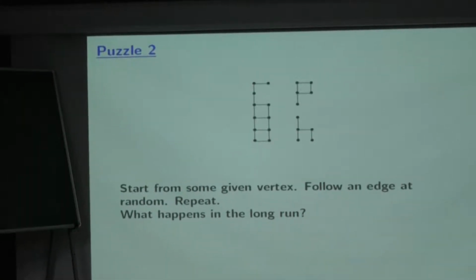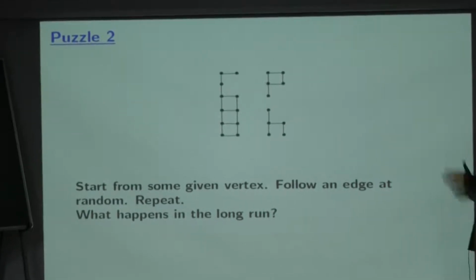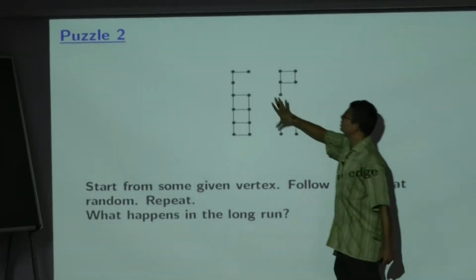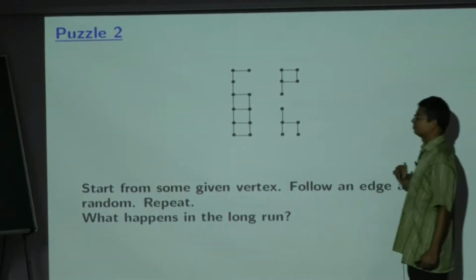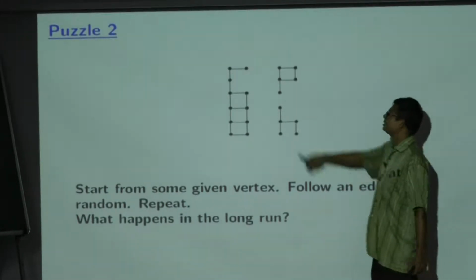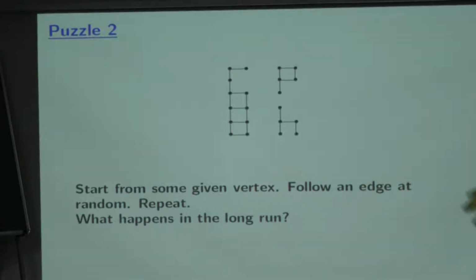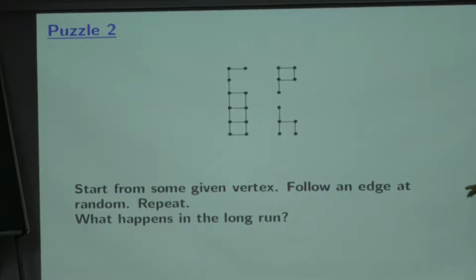So here is puzzle number 2, which is just a little modification of puzzle number 1. Same thing, but now this comes in some disconnected parts. Again, the same story. You start from any given vertex. Suppose I start from here. And you follow an edge at random. You keep on doing this. What happens in the long run?